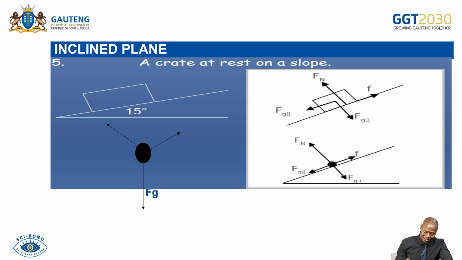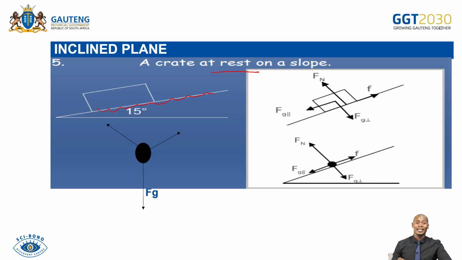So this crate is at rest, is stationary. To be honest, they didn't mention whether the surface is smooth or rough. But what we can say here is that this incline is rough, because if it was smooth, this object was not going to be stationary on this incline. It was just going to move down the slope, because of Fg parallel.